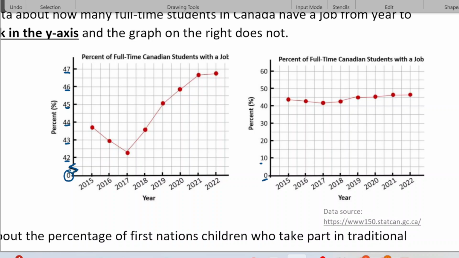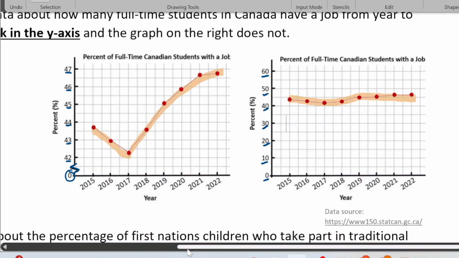So it just goes 0, 10, 20, 30, 40, 50, 60. So this is the exact same data set. When you have a break, any changes that occur are going to be so much more extreme. Whereas in reality, the percentage of full-time Canadian students with a job has been pretty consistent, always between about 42 and 46.5% or so. But when you have that break in the graph, it looks like it's jumped to such an extreme value over time, but really the change has not been that big.